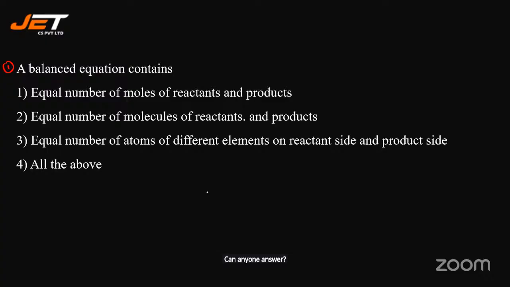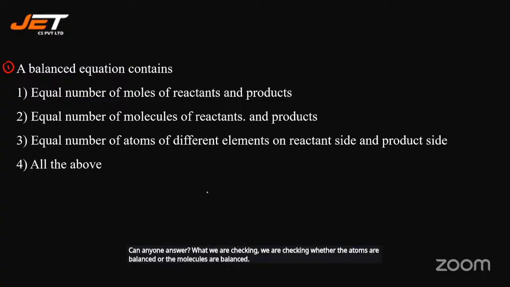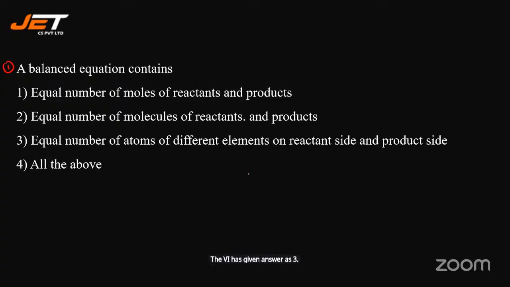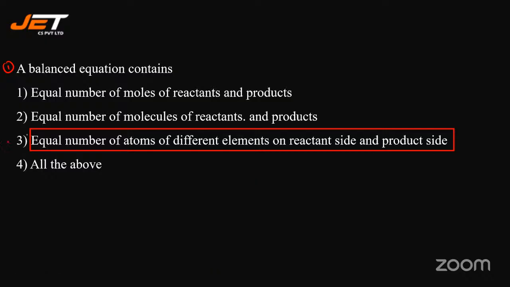What are we checking? We are checking whether the atoms are balanced or the molecules are balanced. Divya has given the answer as 3. So the option is 3. We are checking the number of atoms on either side. In the previous reaction we saw, I'll tell you an example. Just a minute.